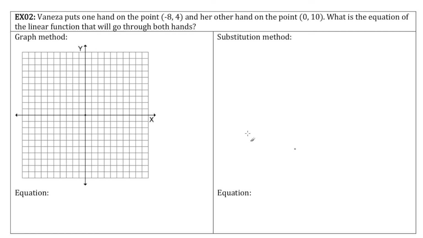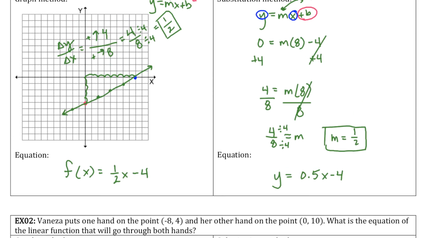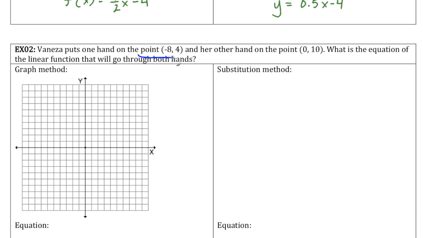So, example number 2. Vanessa puts one hand on the point negative 8, 4. So we have a solution, negative 8, 4. This is my x and y. And on her other hand, at 0, 10. Now, this one doesn't tell you it's the y-intercept, but 0, anything is a y-intercept. We know this because of this 0. What's the equation of the linear function that will go through both hands?